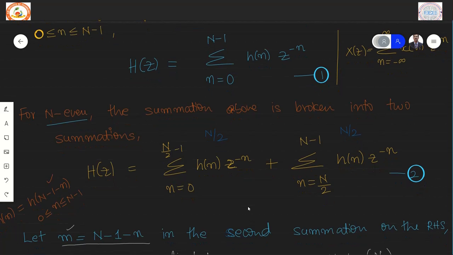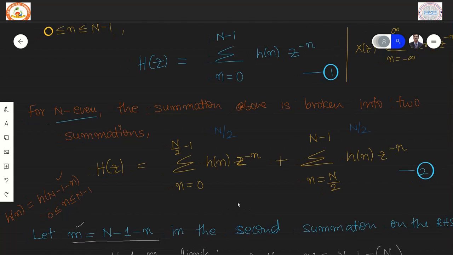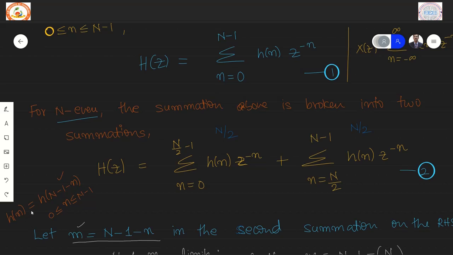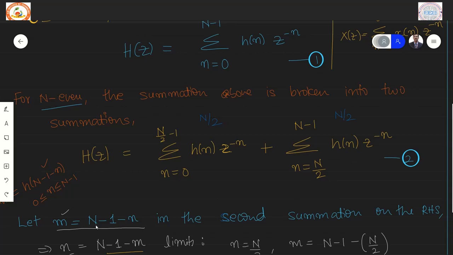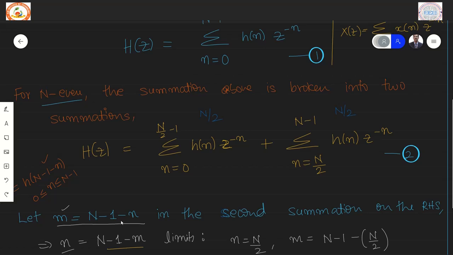Now, we are aware of the condition which is called as symmetry. The symmetry condition has taught us that h of n is equal to h of capital N minus 1 minus n. Now we want to introduce this sort of index in this equation's second term. To do that, let us create a term which is called as m. Now this m value is equal to capital N minus 1 minus n. So this has to be inserted in the second summation. Now in the second summation we have a term called as n. Therefore, from this equation, n could be expressed as capital N minus 1 minus m.